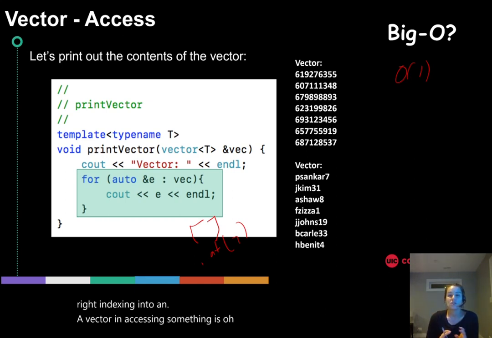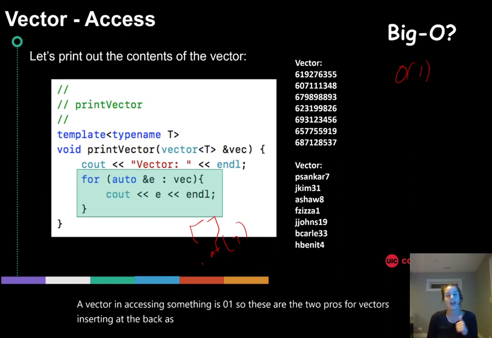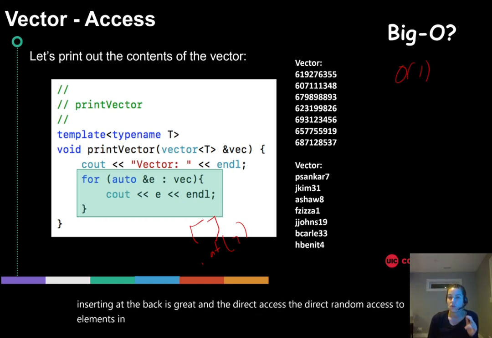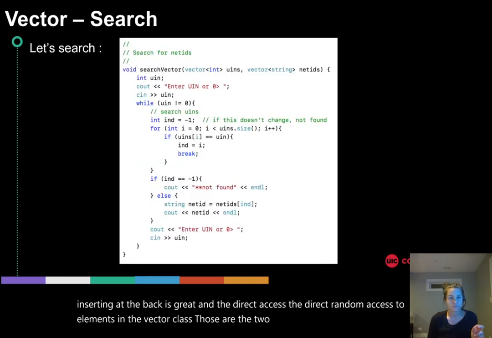So these are the two pros for vectors. Inserting at the back is great, and the direct random access to elements in the vector class, those are the two advantages of a vector.